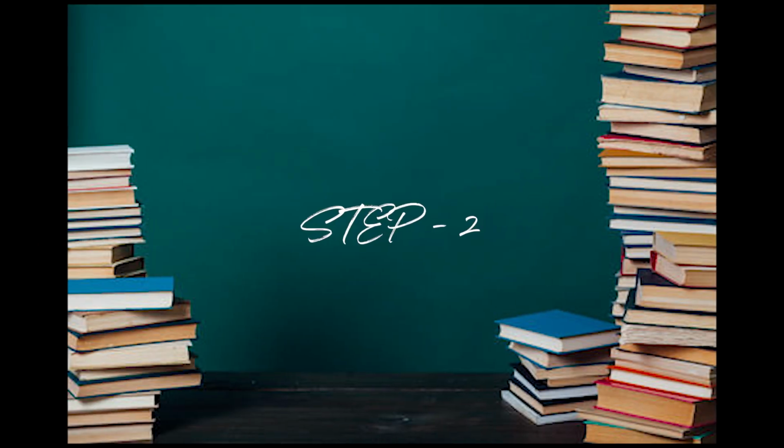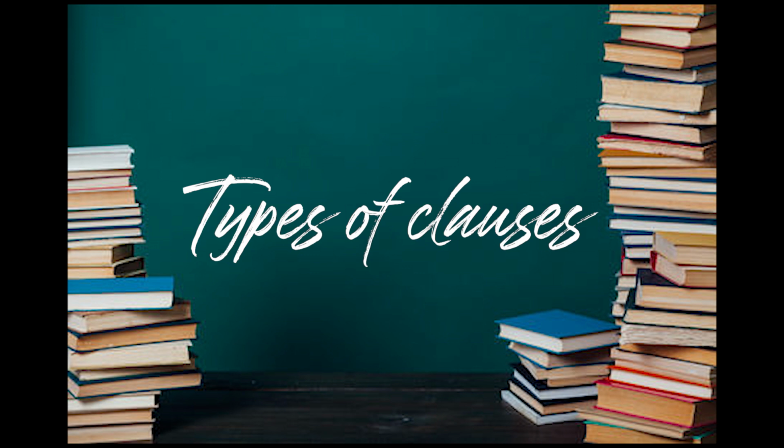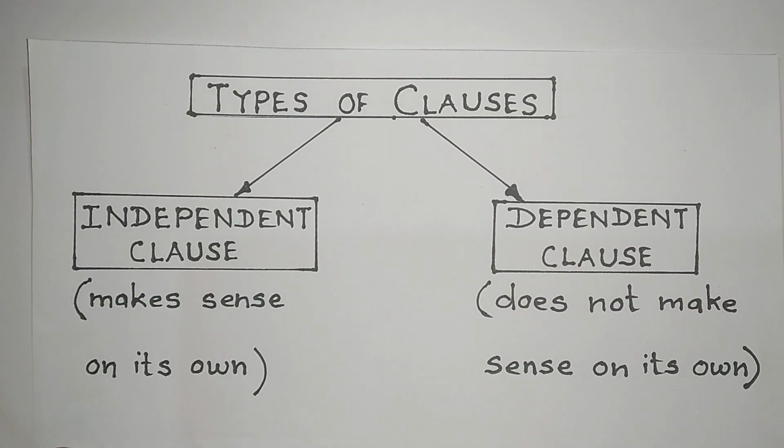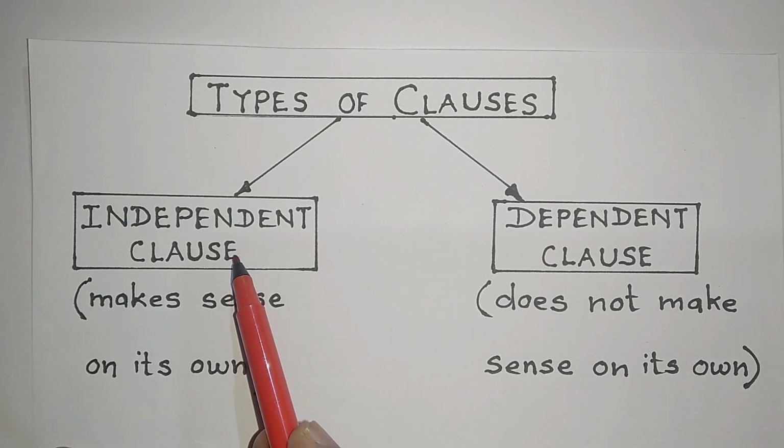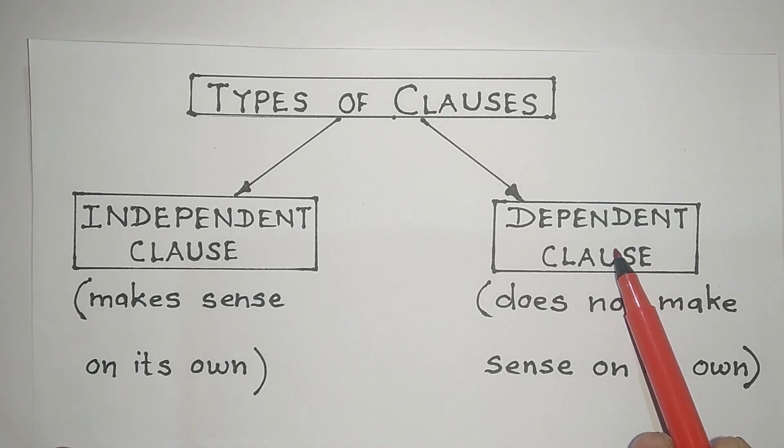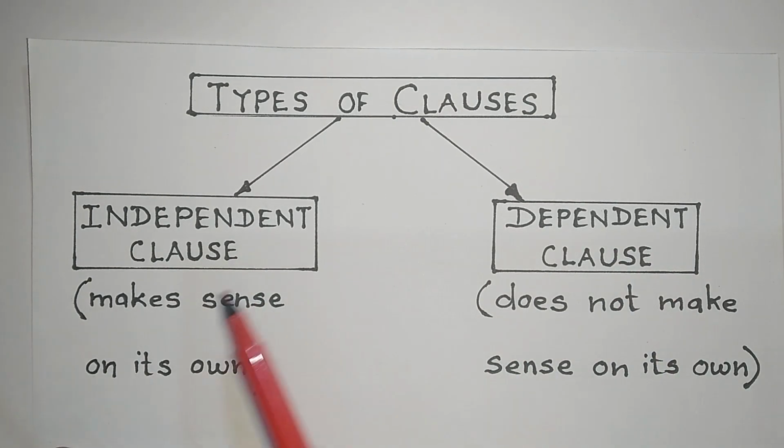Now we come to the second step, types of clauses. Clauses are of 2 types. First, independent clause and second, dependent clause. Independent clause makes sense on its own.